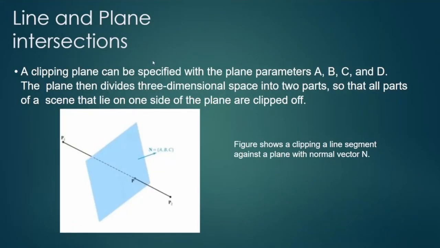So coming to line and plane intersections, a clipping plane can be specified with the plane parameters A, B, C, D. The plane then divides 3-dimensional space into two parts so that all parts of a scene that lie on one side of the plane are clipped off. So we can see that the plane is intersected with the line in the 3D clipping part, so we have to clip a line segment. This image shows an example of clipping a line segment from an intersection of the line and plane, clipping the line segment against the plane with a normal vector n.